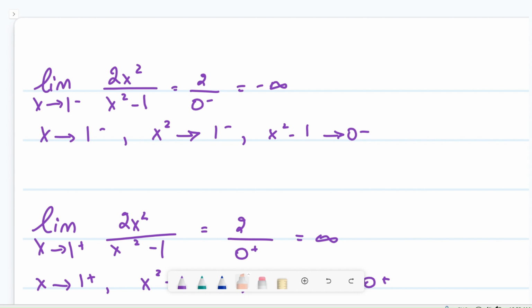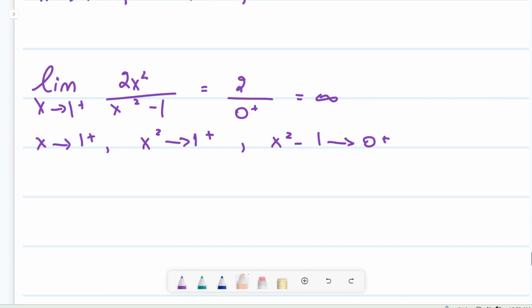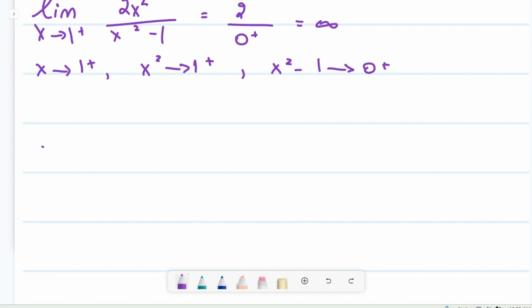So if we square it, we also have a value still slightly less than 1. So if we take this value and subtract 1 from it, we get a 0 from the left. So 2 divided by 0 from the left, this is negative infinity. And as we approach 1 from the right, we get a value of 2 divided by 0 from the right, which is positive infinity. So now let us move on to the horizontal asymptotes.